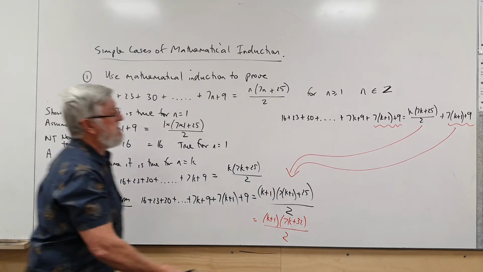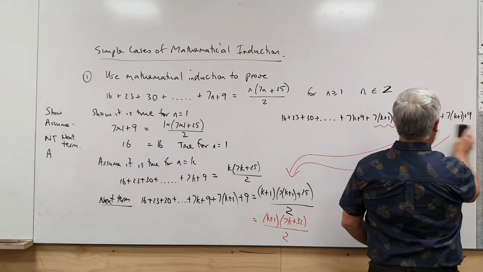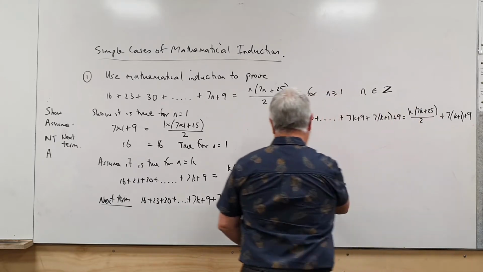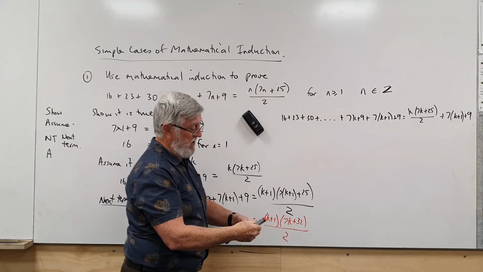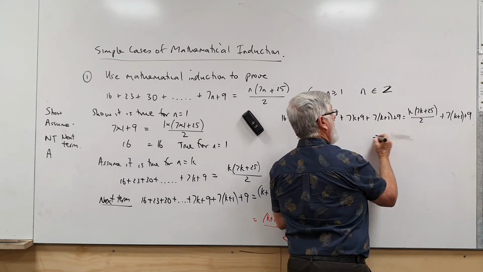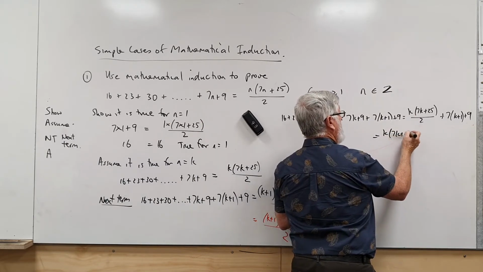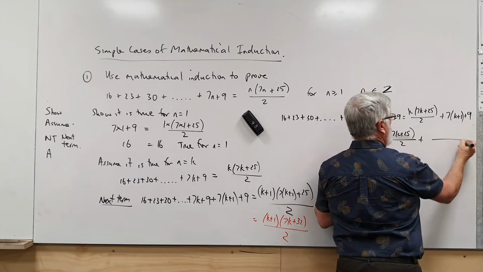So if someone's watching this, and their teacher takes this approach, they'll ignore all this here, and they go, let's put k outside of 7k plus 25 on 2, and they'll go, I want this to be on 2.